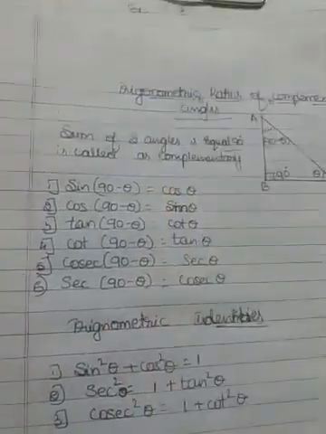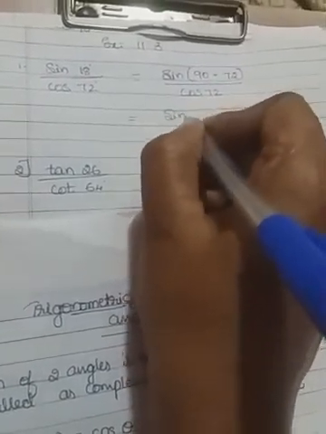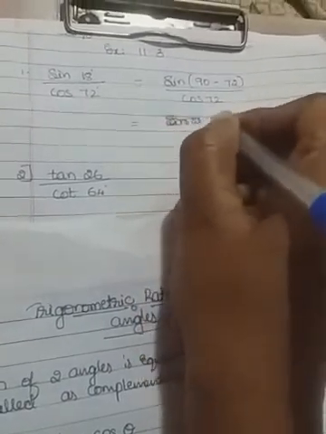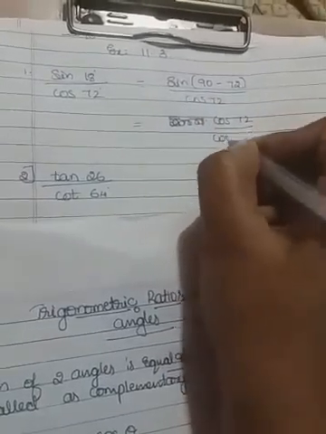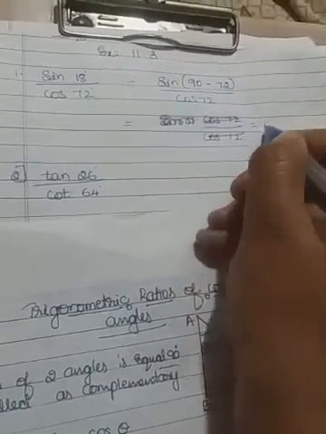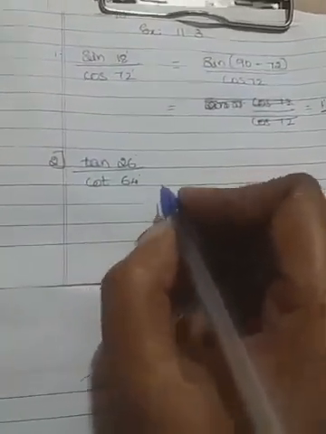Sin 90 minus theta is cos theta, as I taught you already. Here theta is 72, so in place of theta, 72 will be there. So we can write this as cos 72 divided by cos 72. Cos 72 gets cancelled and the answer is 1. That's all. In the same way, take this sum also, tan 26 divided by cot 64.